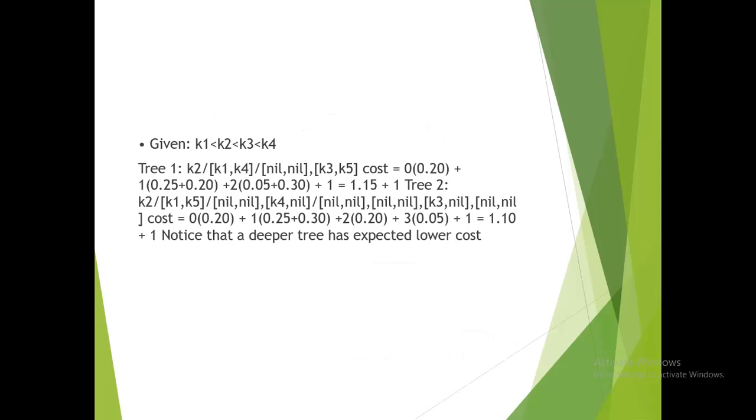Given K1 less than K2, K2 less than K3, K3 less than K4. K3 is the root, K2 is divided by K1, and K4 by a null value.